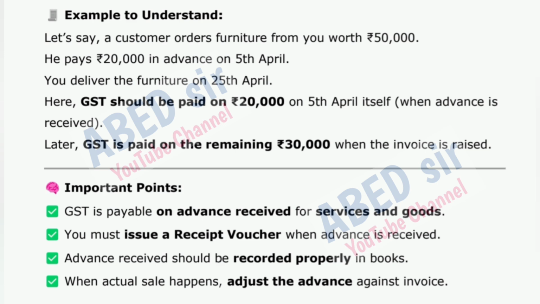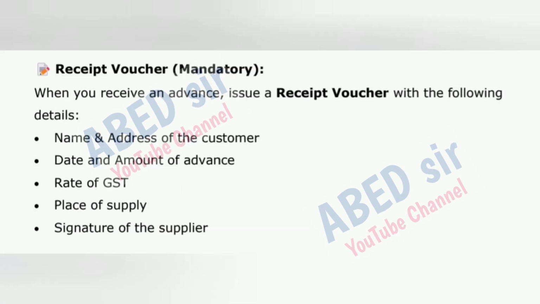Important points. GST is payable on advance received for services and goods. You must issue a receipt voucher when advance is received. Advance received should be recorded properly in books. When actual sale happens, adjust the advance against invoice. Receipt voucher mandatory. When you receive an advance, issue a receipt voucher with the following details: name and address of the customer, date and amount of advance, rate of GST, place of supply, signature of the supplier.